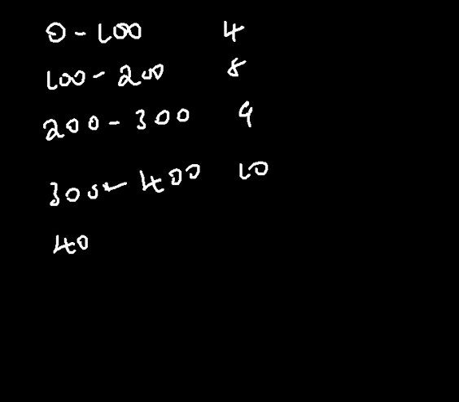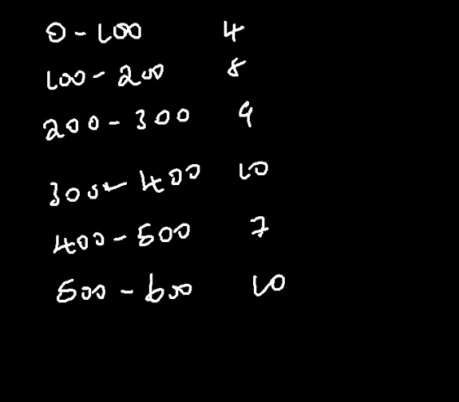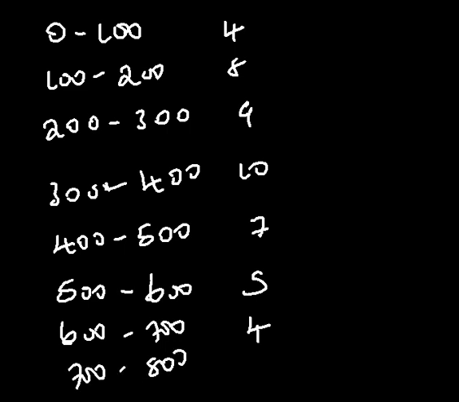And let's say 400 to 500, the frequency is given as 7. Let's say 500 to 600, the frequency is given as 5. Let's say 600 to 700, the frequency is given as 4, and likewise 700 to 800, the frequency is given as 3.